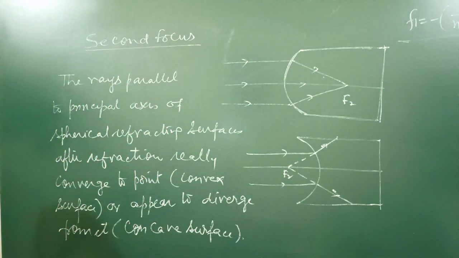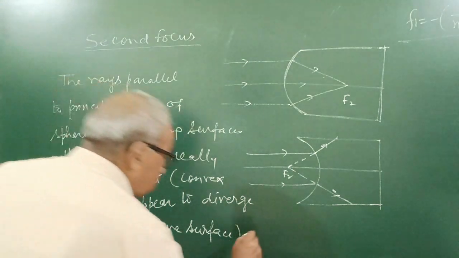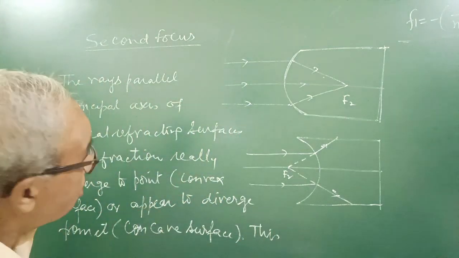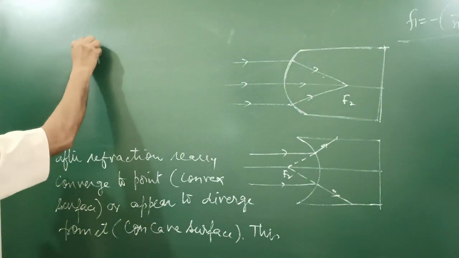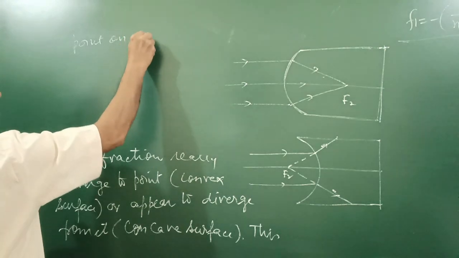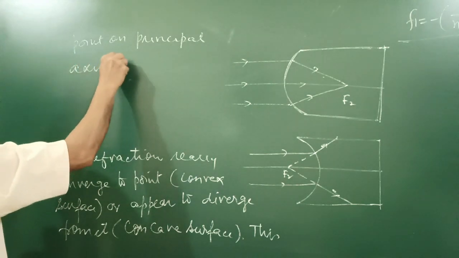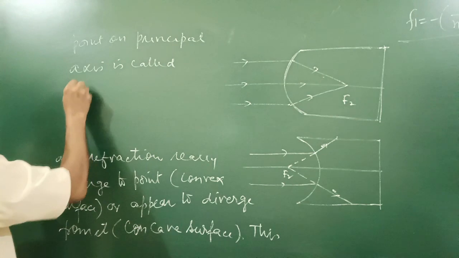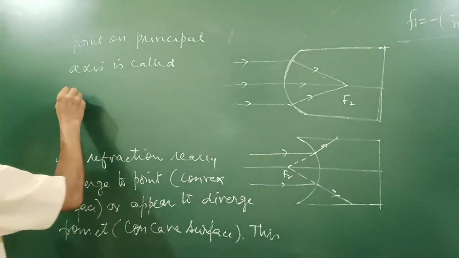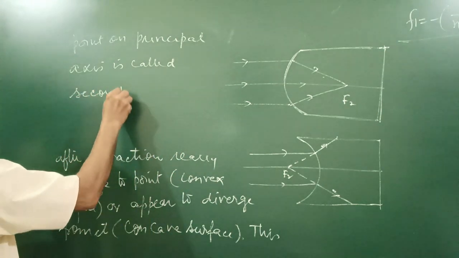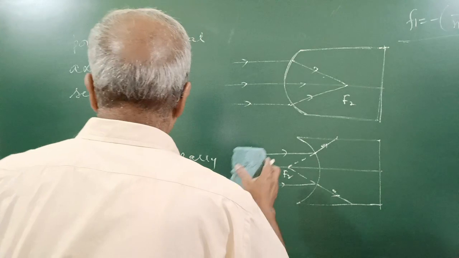Really converge to a point, this point on the principal axis, this point on the principal axis is called the second focus. And the distance of the second focus is called the focal length f2.